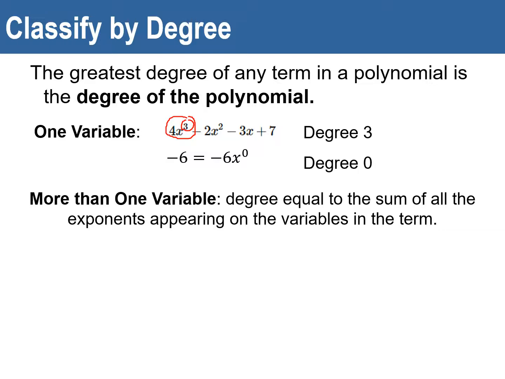If you have more than one variable, the degree of the term is the sum of the exponents appearing on the variables in the term. So if I have negative 3 times x to the 4th, y cubed, z to the 5th, you add the exponents 4, 3, and 5. So the degree of this term is 12. While the bottom one, you're going to add 1 plus 2 plus 7 to get a degree of 10.